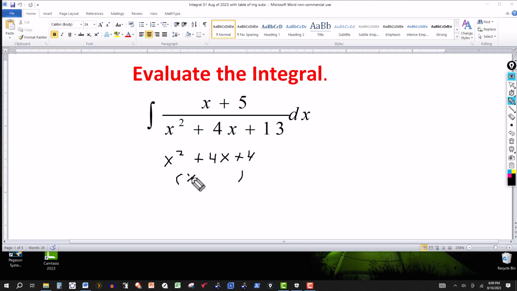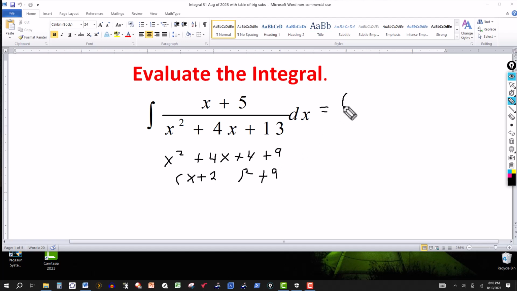This factors into x plus 2, quantity squared. It will give me x squared plus 4x plus 4. But I can't change it here, so I still got to put a plus 9. So we wind up with the same thing we started. 4 plus 9 is still going to be 13. This will be plus 9 here.